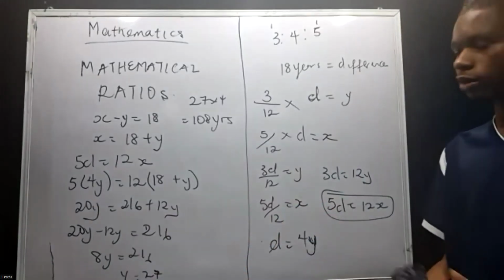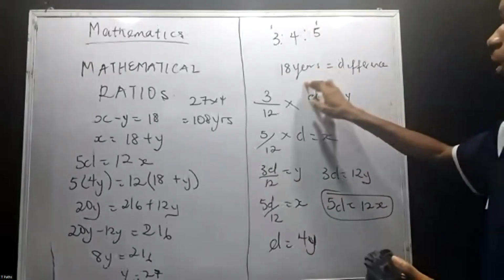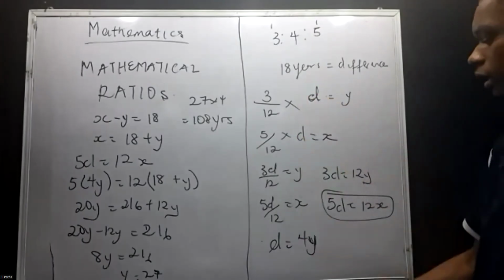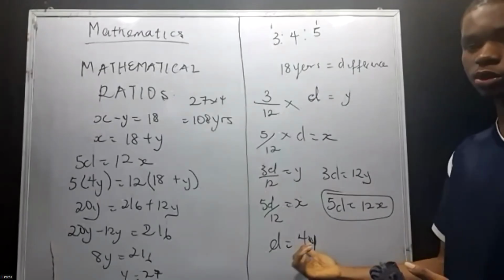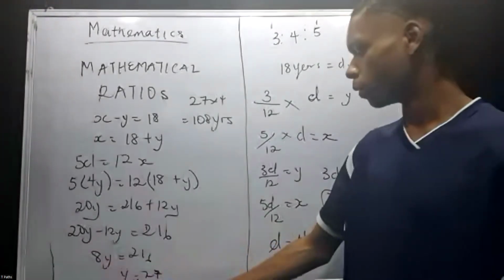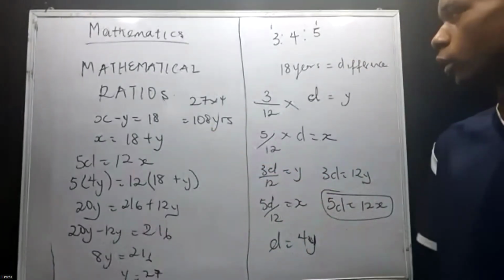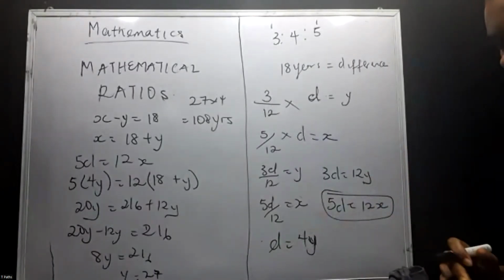We have to calculate the sum of the ages of the three men. And the sum of the ages of the three men, according to how we were solving, is D. So if D is the sum of the ages of the three men, I have to solve for D. D equals 4y, from this equation here. So for me to get the value of D, I'm going to multiply y by 4. So 27 multiplied by 4 is 108. All right. If you have any question, you can ask.